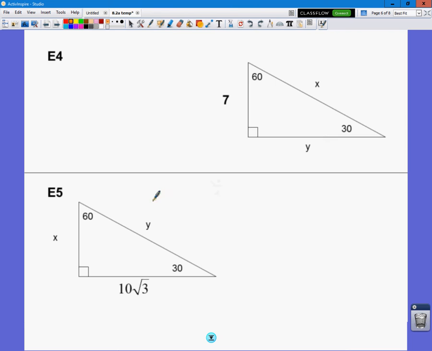Here are 2 more examples. We've already done a couple like this, but we'll do a couple more. I'll give you a second to... Again, to me, this is all about memorizing that triangle.